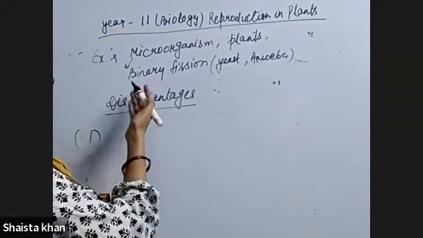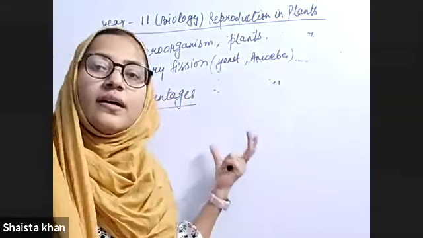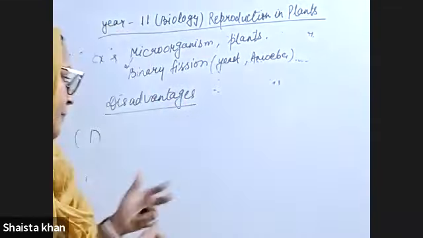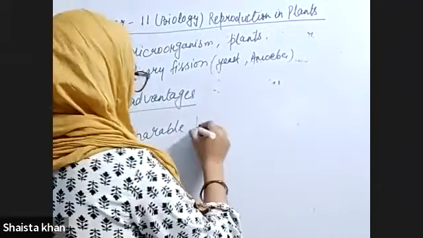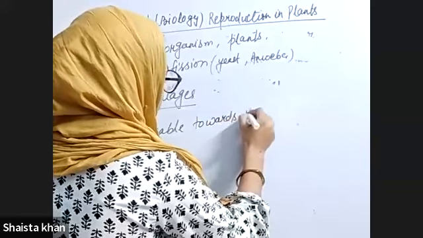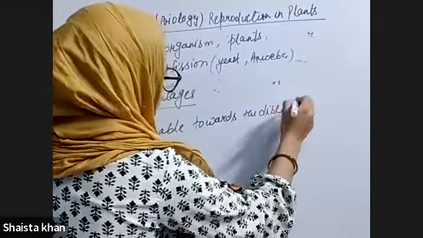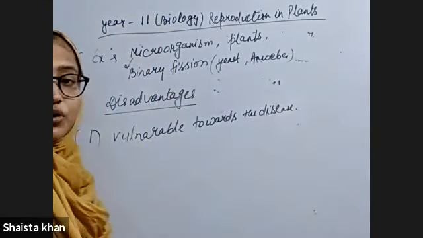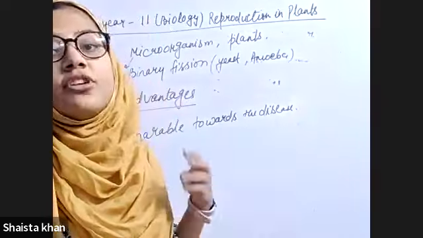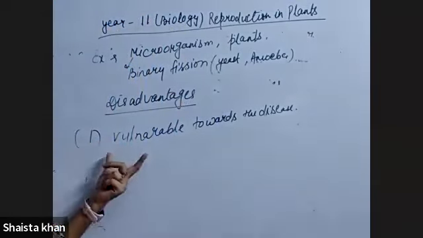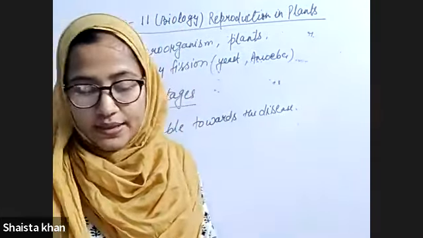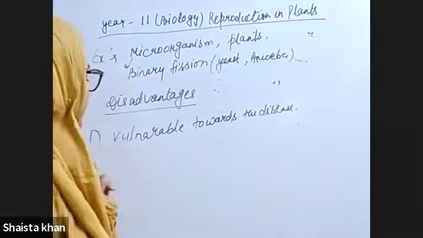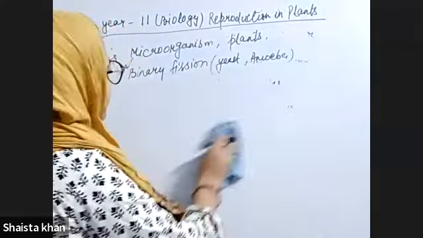Disadvantages: organisms which involve asexual reproduction are very vulnerable towards disease, because there is no genetic mutation, so they can easily catch several kinds of diseases. So these are the disadvantages of asexual reproduction. I hope you understand.